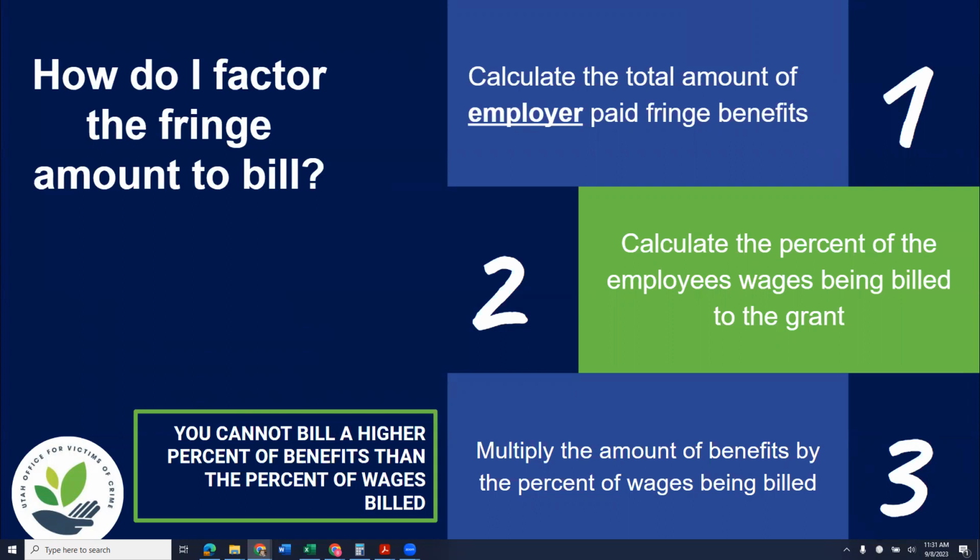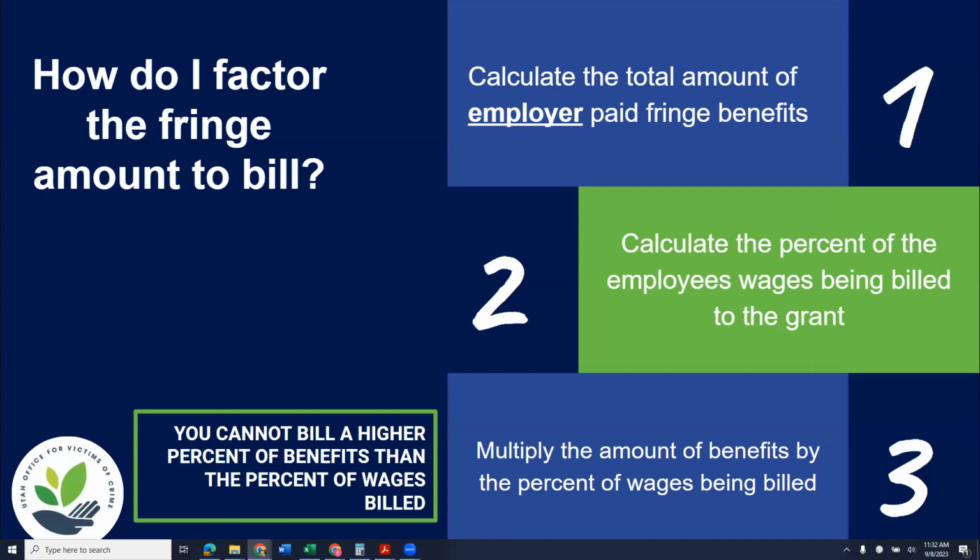Next, you're going to calculate the percent of employees' wages that are being billed to the grant. When calculating this, you want to remove any overtime that was paid out, but you must include all of the employees' wages. So if they have multiple roles in your agency, you should still include their total wage to be used to find the percentage.